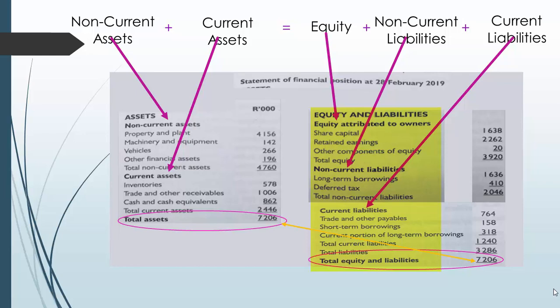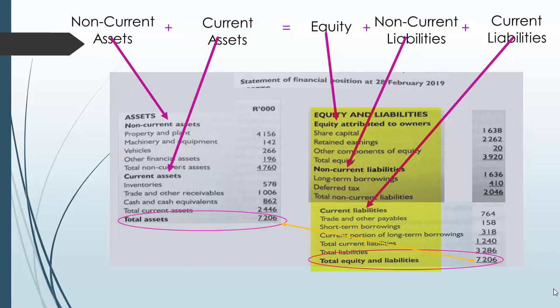And your non-current liabilities are long-term borrowing, long-term debt. When we say long-term, more than a year, any debt that we have longer than a year. You might have an item like deferred tax. That's just a timing issue between you and the tax man. And sometimes it's an asset, sometimes it's a liability, depending on whether you owe the tax man or he owes you. And then you've got your current liabilities, and your current liabilities are trade and other payables.